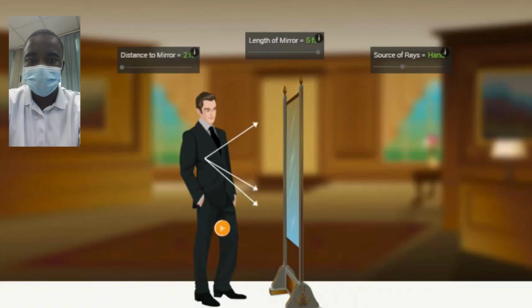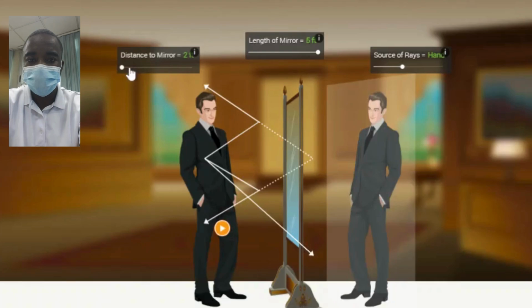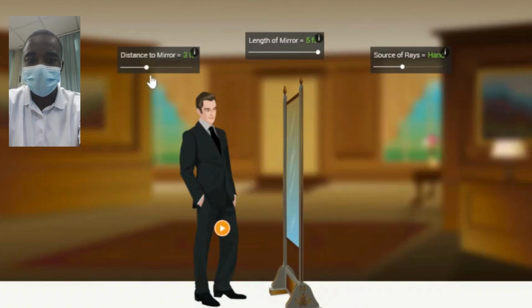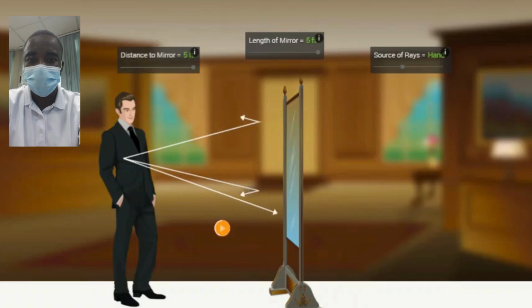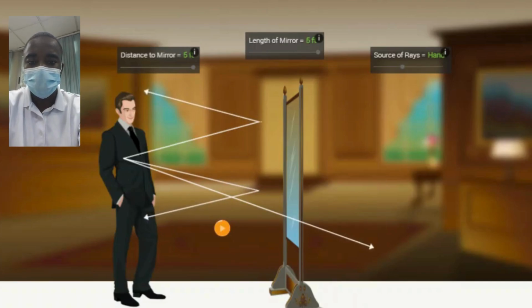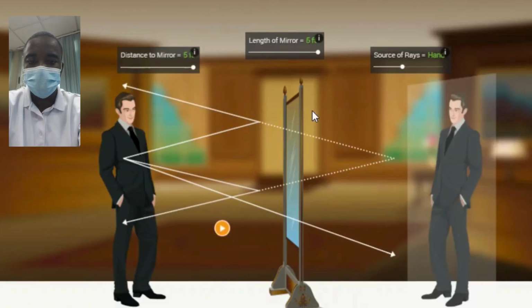Adjusting the source of the ray. The third parameter in the simulation is the source of the ray. Light rays are responsible for image formation, and the way they interact with the mirror determines the final perception of the image. By changing the source of the ray in the simulation, students can observe how different angles of incidence affect the reflected rays. When light rays strike the mirror at various angles, they reflect in a predictable manner, following the fundamental law of reflection.